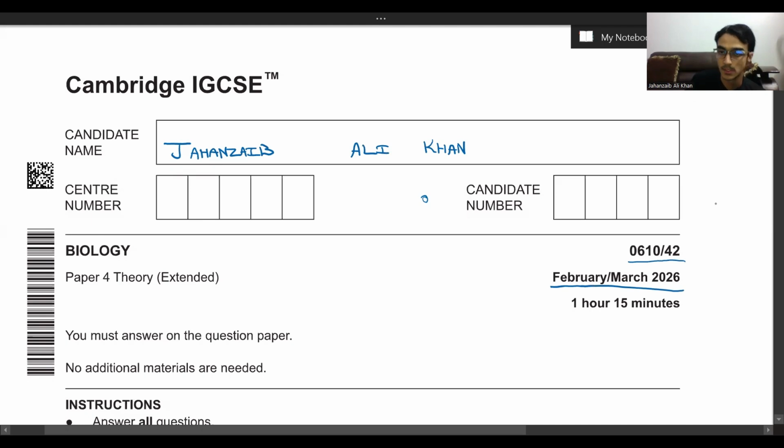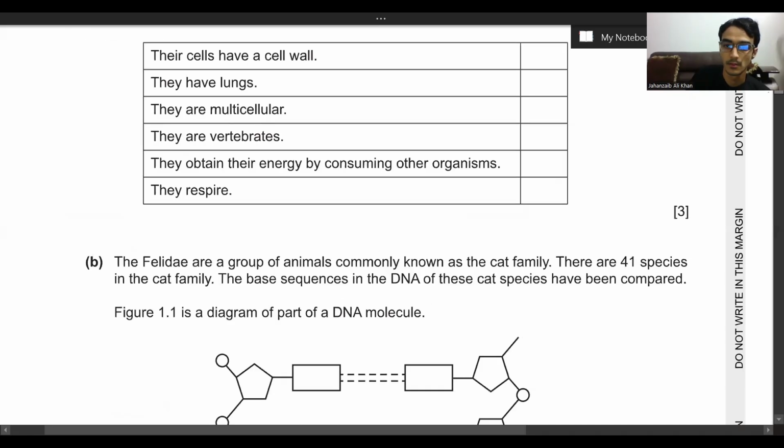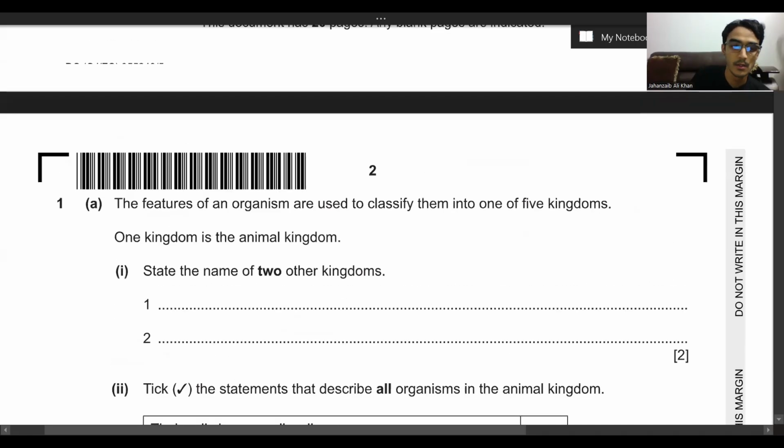Let's get started. So here we have the first question. The features of an organism are used to classify them into one of five kingdoms. One of them is Kingdom Animalia. Name two other kingdoms. It's very simple. Kingdom Plantae and Fungi. You could also have gone with Protoctista or one of the other kingdoms.